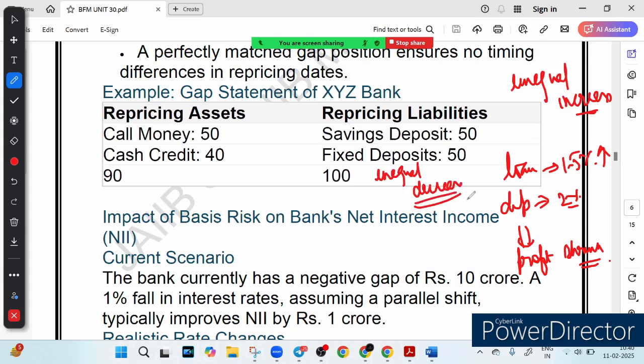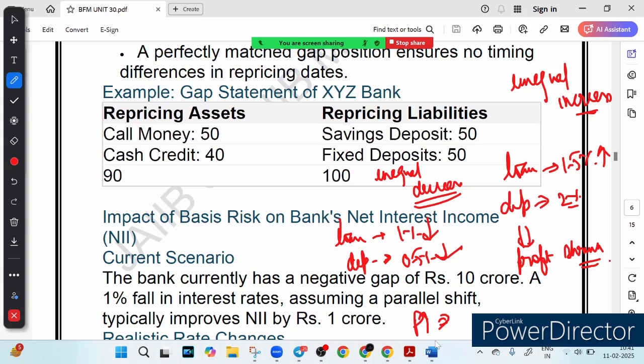What about unequal decrease? Suppose loan rate drops by 1% and deposit rate drops by 0.5%. Okay, now tell me whether profit will increase or profit will decrease or loss will happen. Tell me. Loan rate decreases by 1% and deposit rate decreases by 0.5%. So in this case you can see that profit will increase, right? Because deposit cost falls more than the loan earning, right? So this is called unequal decrease.